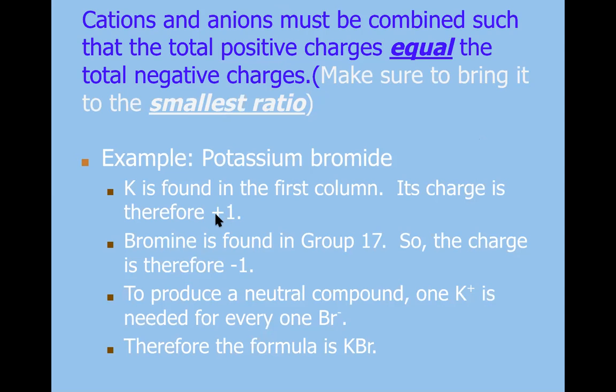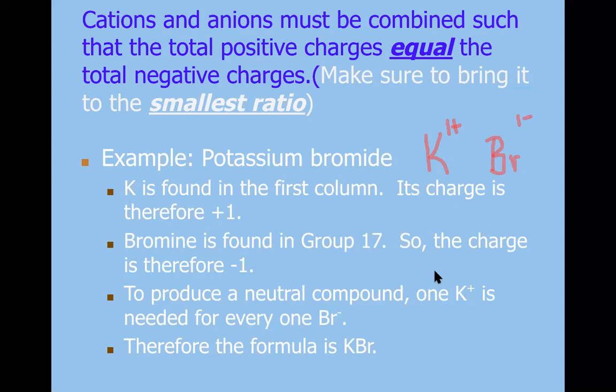So potassium is found in the first column. So the charge for potassium is 1 positive. So let me write a positive one. Then bromine is found in group 17. So what is the charge for bromine? Bromine needs one extra electron. So negative 1 is the charge.